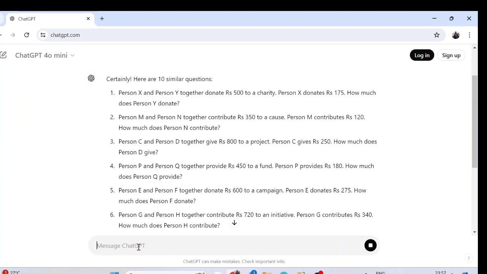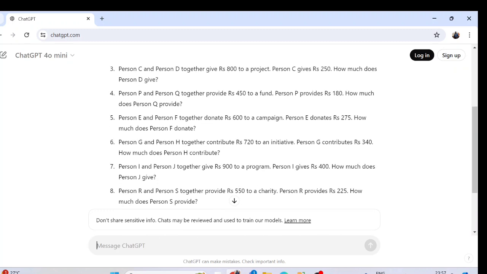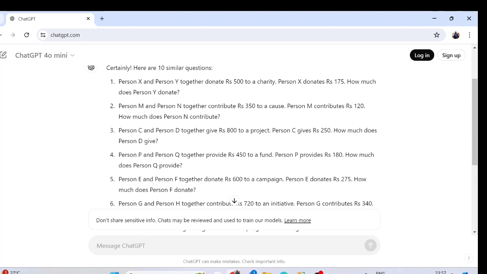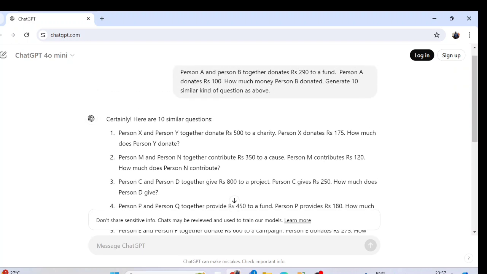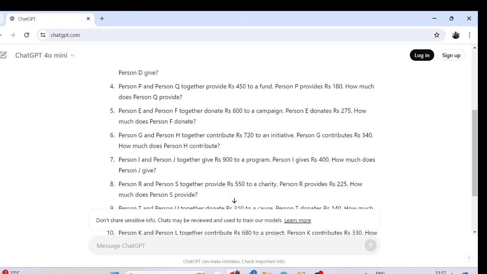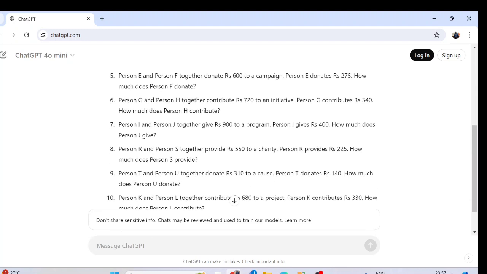Person X and person Y together donate Rs 500 to a charity. Person X donates Rs 175. How much does person Y donate? So you can see there are 10 questions, similar kind of questions. In place of X and Y, if you put some names, random names will be chosen by the system. Okay, these are all questions of subtraction. You can give all these questions to your kids for practice.